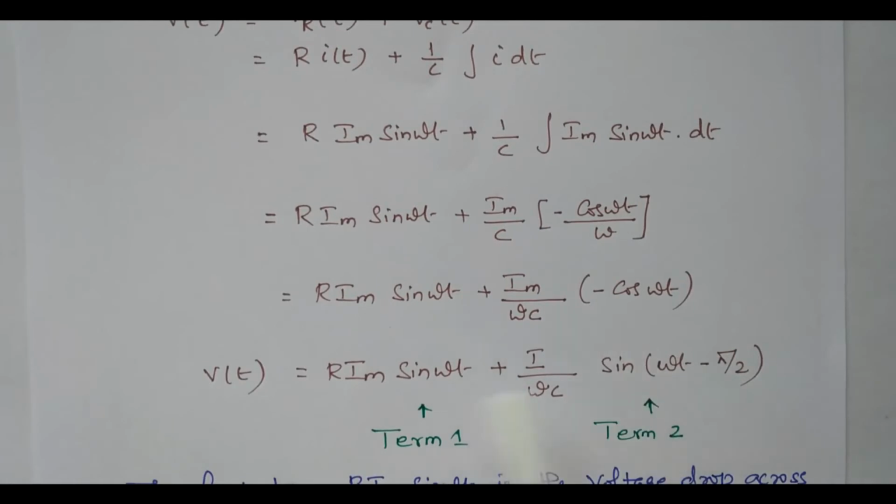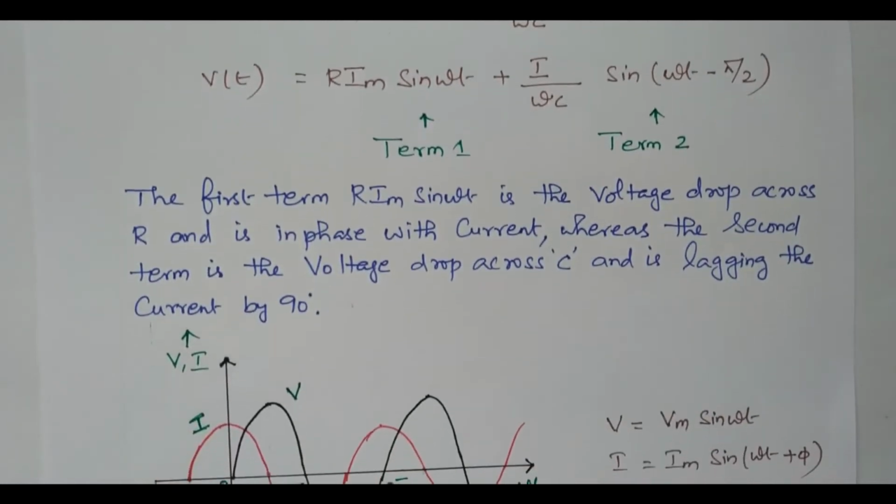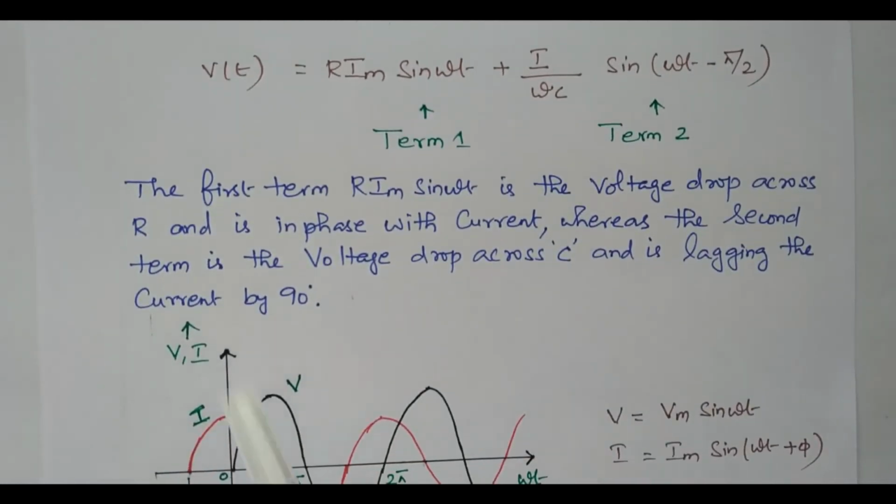Now we have two terms available. Now we can analyze these two terms so that we are able to find the angle between current and voltage. So the first term, R Im sin omega t, is the voltage drop across the resistor. That is in phase with the current. There is no angle here, only omega t is available. That means the voltage drop across the resistor is in phase with the current.